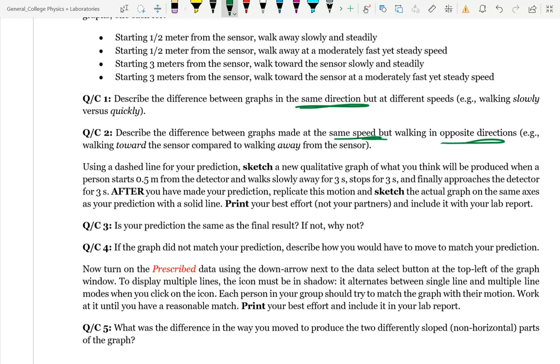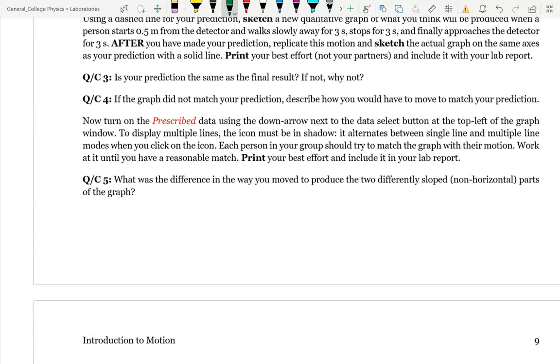Then you're going to sketch a new graph of what you think will be produced when a person starts. So it gives you specific motion, and you're going to draw a graph of what you think that's going to look like. After you've drawn that prediction, then you're going to actually walk the walk and compare how the graph really looked to what you had predicted. And so on. It says now turn on the prescribed data.